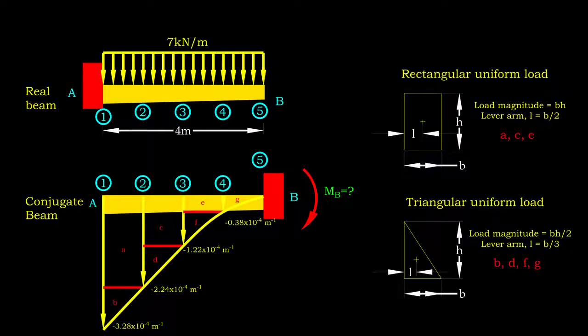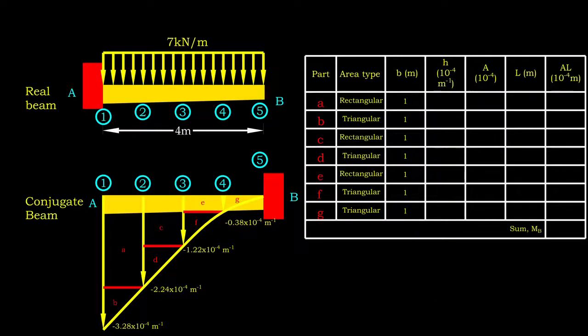For the remaining parts, we may regard them as triangles. Such an assumption eases our area and lever arm calculation, and yet still can produce a pretty accurate result. Let's construct another table to make everything clear.